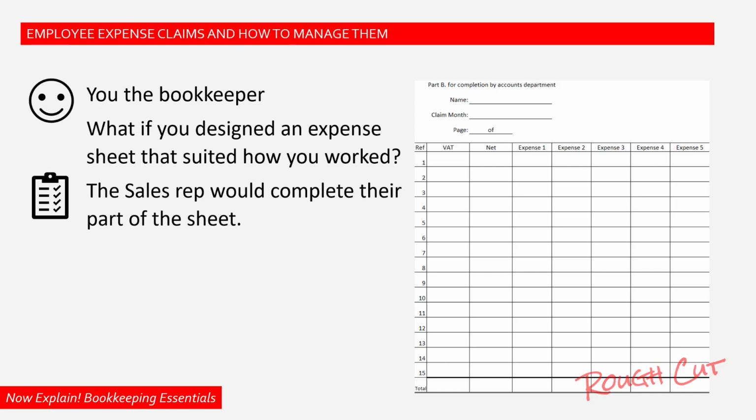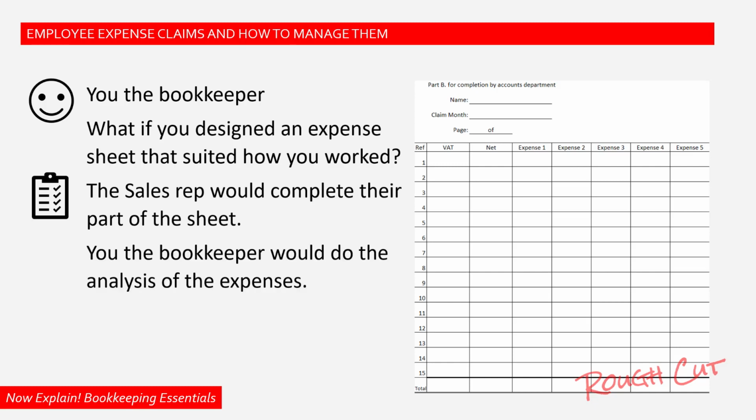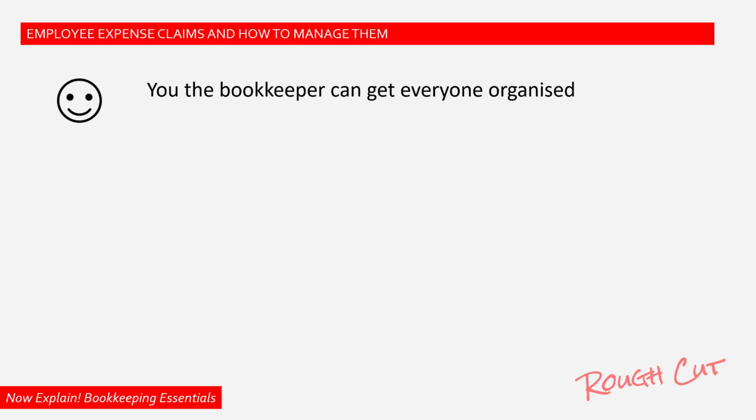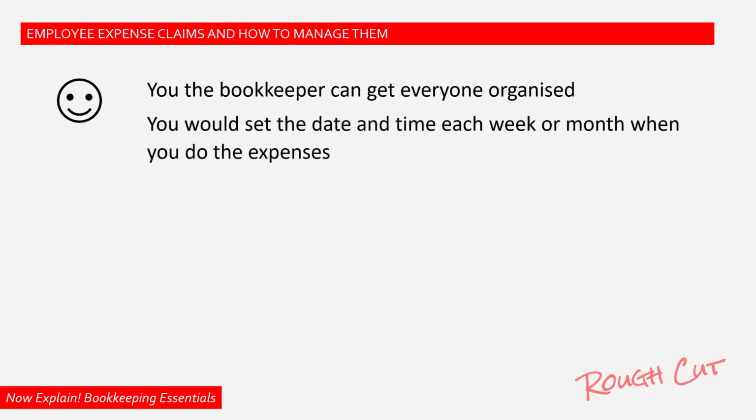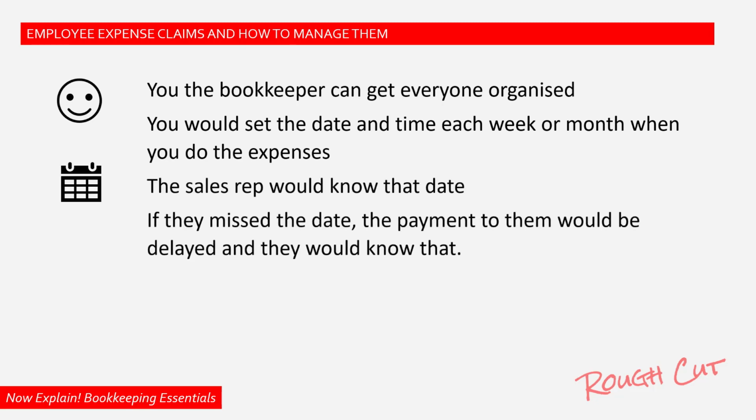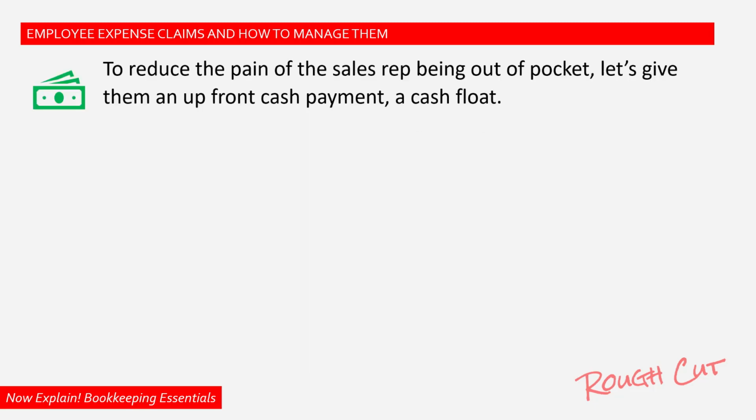The sales rep would complete their part of the sheet. You, the bookkeeper, would do the analysis of the expenses. The sales rep sheet plus your analysis sheet would create a completed expense claim form. You, the bookkeeper, can get everyone organised. You would set the date and time each week or month when you do the expenses. The sales rep would know that date. If they missed that date, the payment to them would be delayed and they would know that.